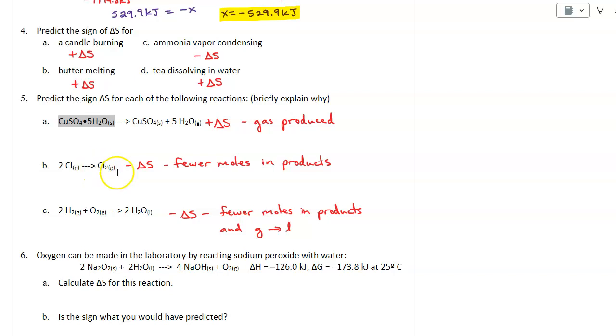Number 5b, we have a decrease in entropy, because we have 2 moles of reactants going to just 1 mole of product. And then C, same thing, fewer moles in the products, so we're going down in entropy, becoming less random. Also, you have 2 gases going to 1 liquid. So there you go.